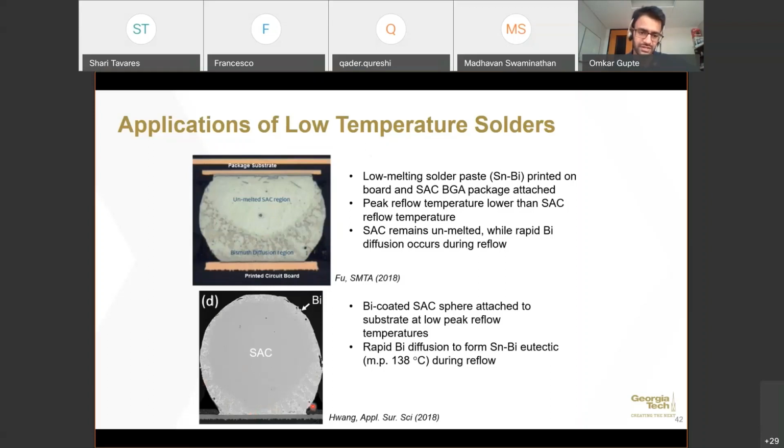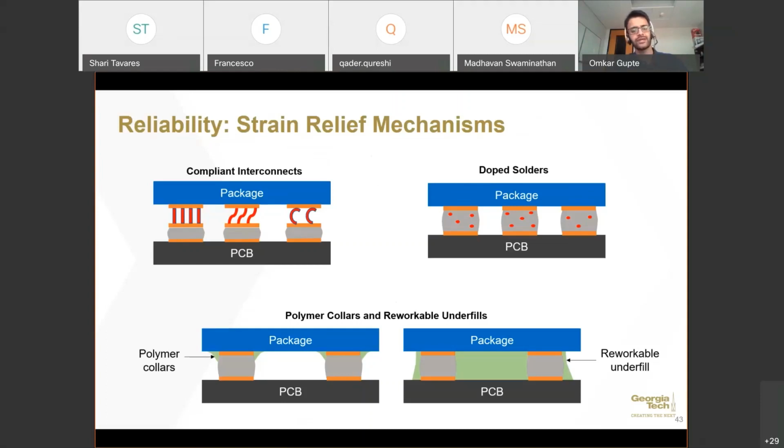So we have a bismuth diffused region on the outer surface of the sphere and an unmelted SAC core, but the joint is still formed. So these are some of the ways in which low melting solders have been used for controlling warpage and during assembly.